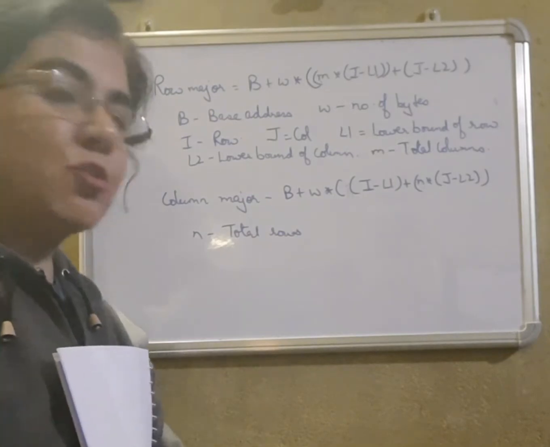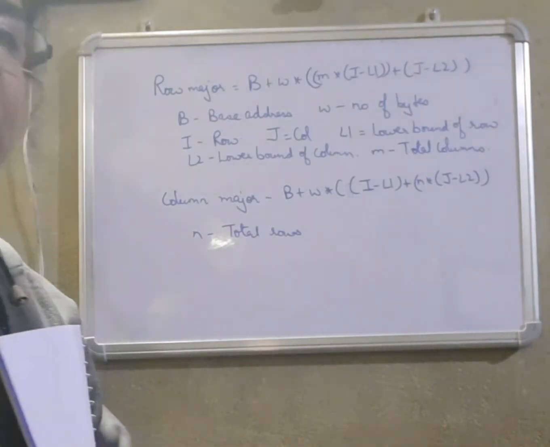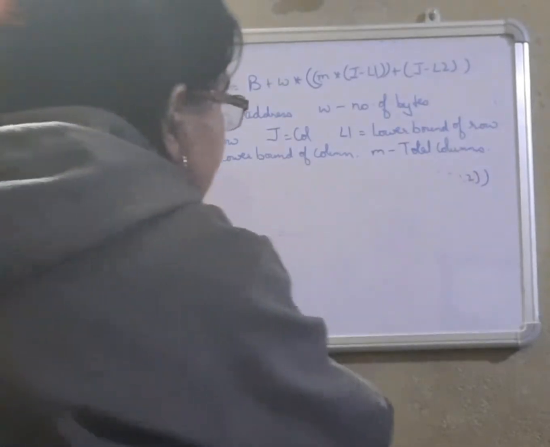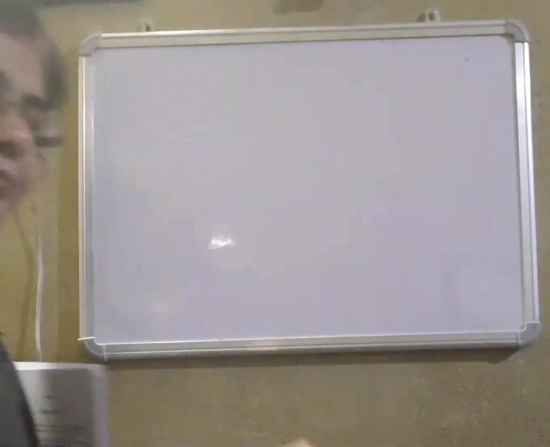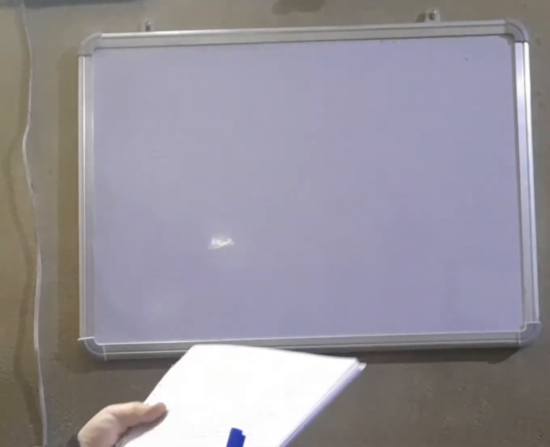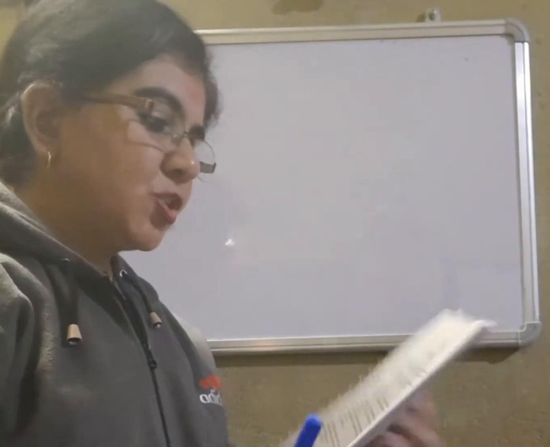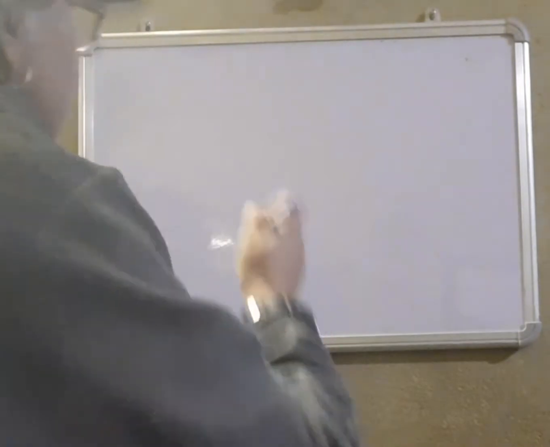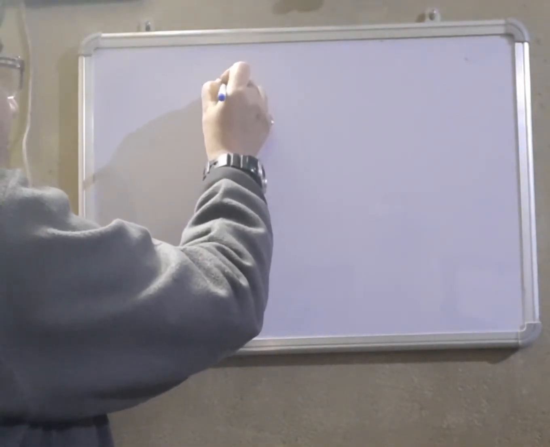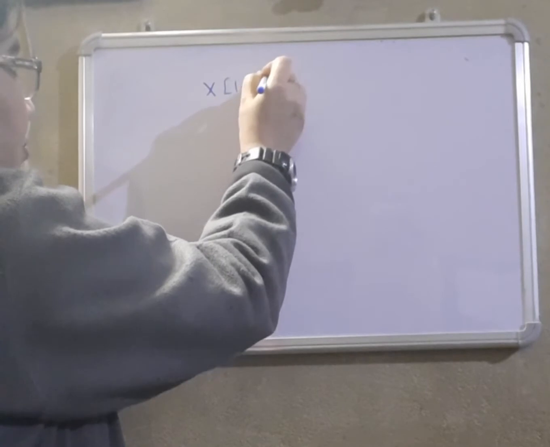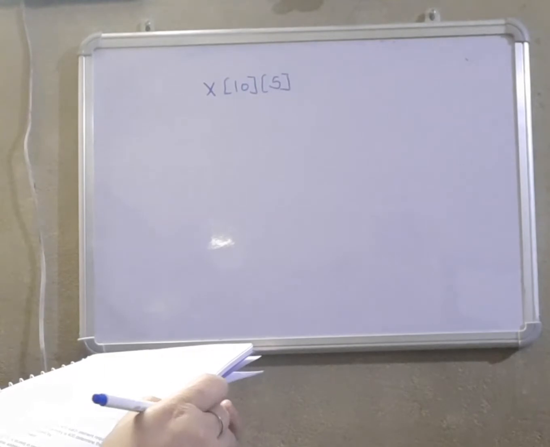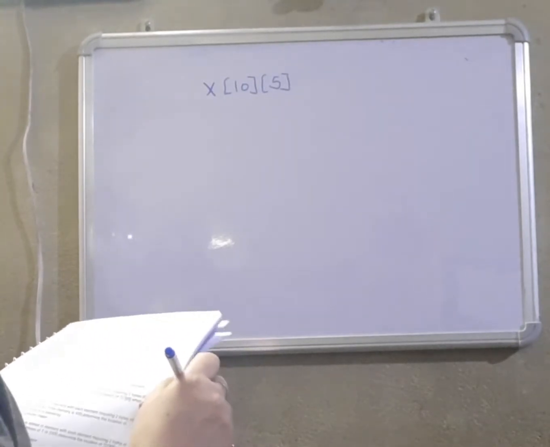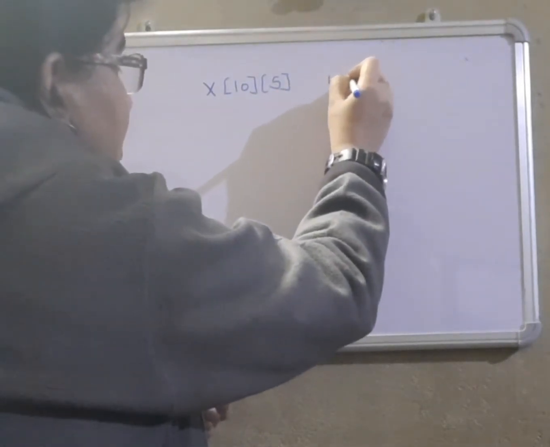So how are these calculated? Let's see how to calculate. First, let's look at a question. The question is that X is a two-dimensional array with 10 rows and 5 columns. So what is given? X is a matrix of 10 rows and 5 columns. Each element is stored in two memory locations. Two memory locations is W.